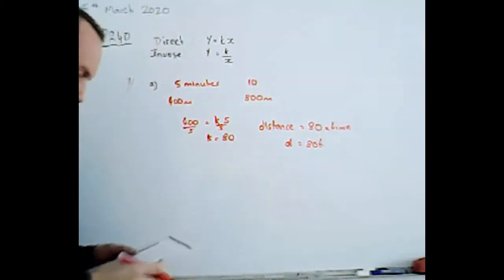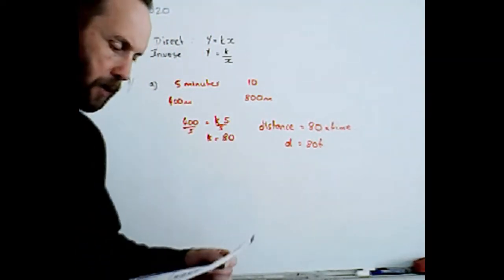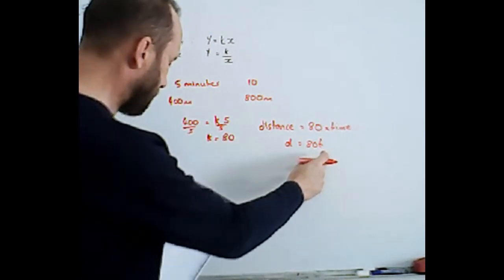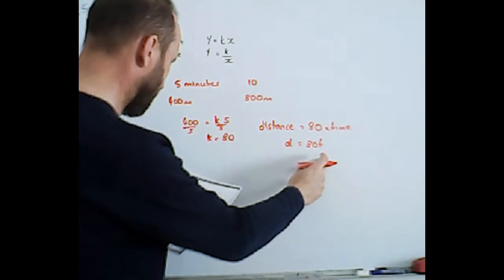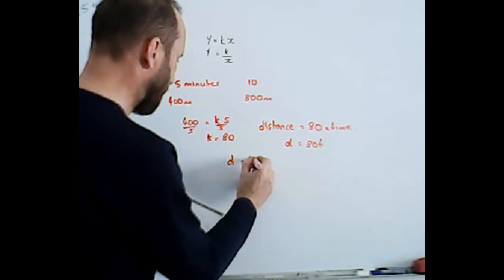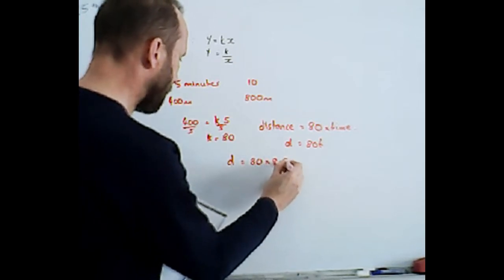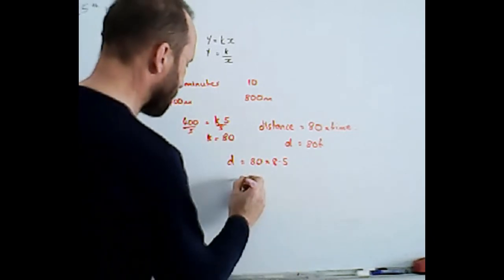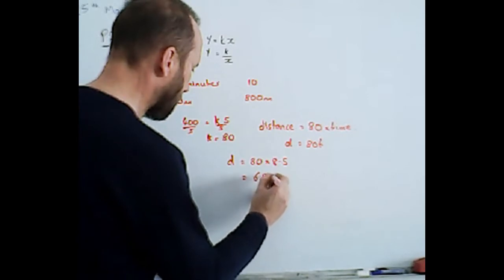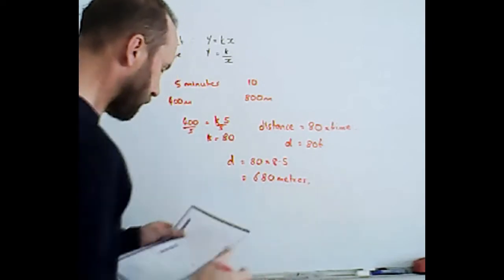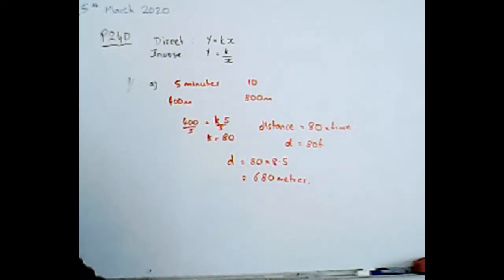Okay? And the last one there, it says, use the formula to work out how far George walks in 8.5 minutes. So we've got the time here is 8.5, yeah? So D, the distance, equals 80 times 8.5. 80 times 8 is 640, plus half of 80 would be 680, yes? 680 meters. Okay? Straightforward, really? Leave that there for a minute. If you have any problems with that, please let me know.